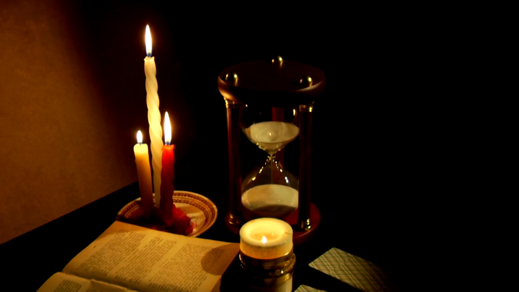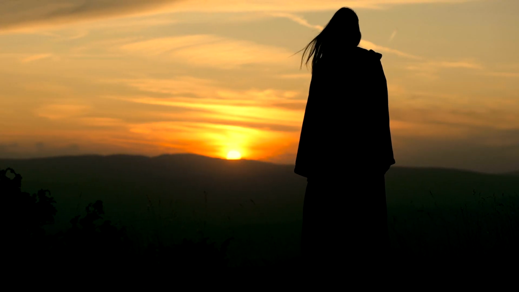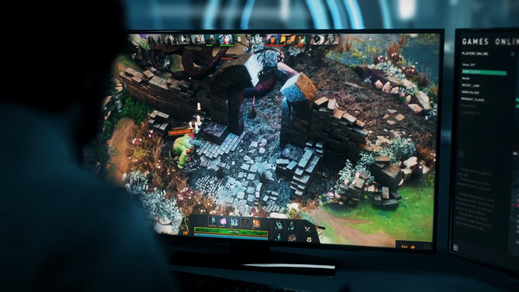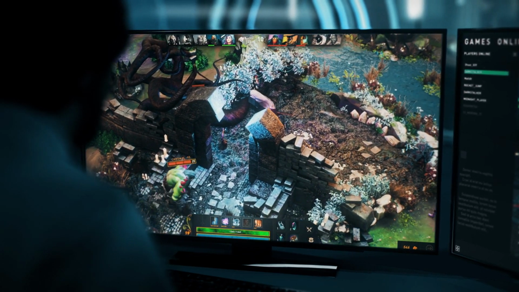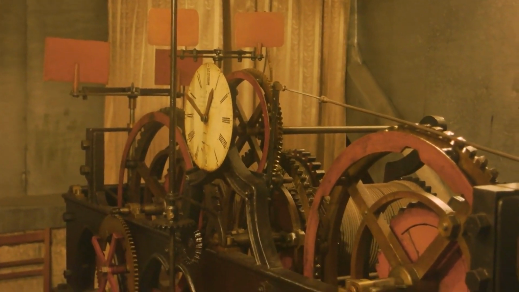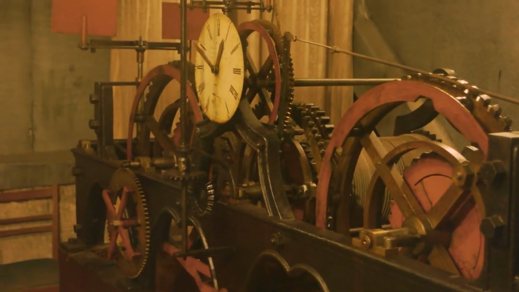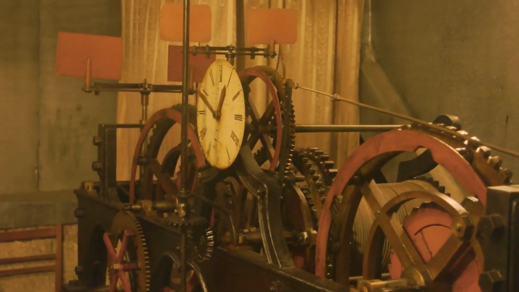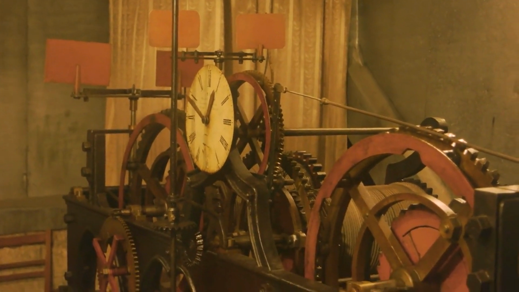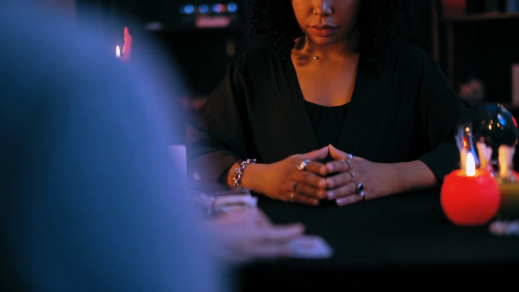Set limits. What can magic do, and what are its boundaries? Unlimited power can make conflicts feel meaningless. In The Wheel of Time, by Robert Jordan, the one power has strict limits and consequences, making the use of magic more strategic.